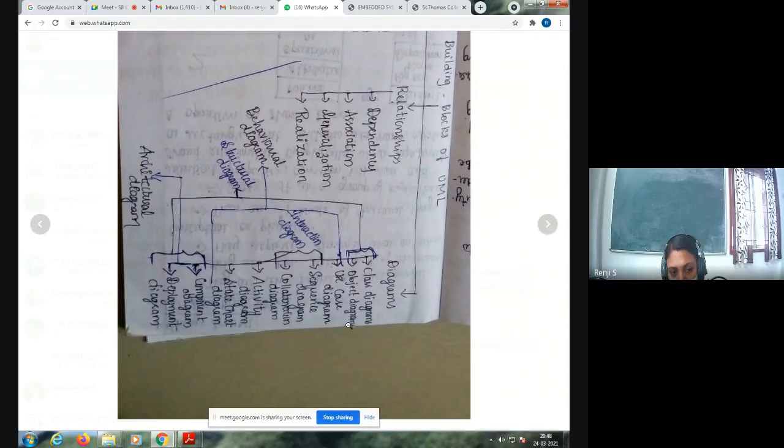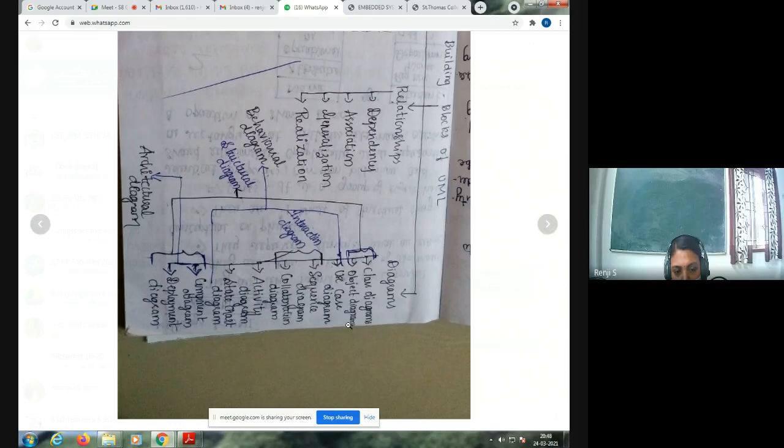There are nine classes of diagrams, and that includes the class diagram, object diagram, use case diagram. Then we have the sequence diagram, collaboration diagram, activity diagram, state chart diagram, then component and deployment diagram. So these nine diagrams can basically be classified into two types: structural diagrams and behavioral diagrams. And structural diagrams include the class diagram, object diagram, component diagram, and deployment diagram. They are the structural diagrams.